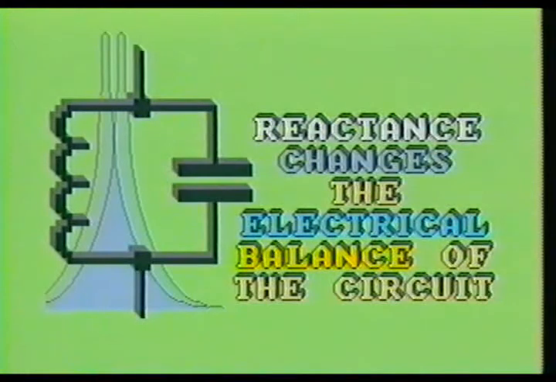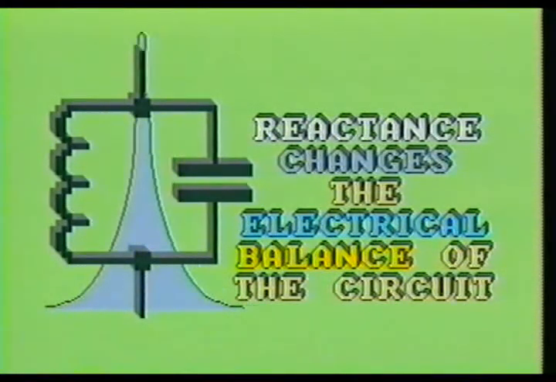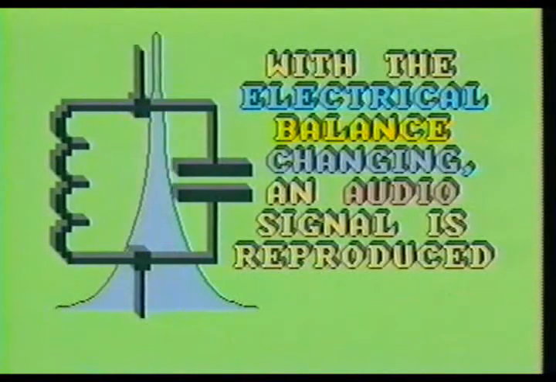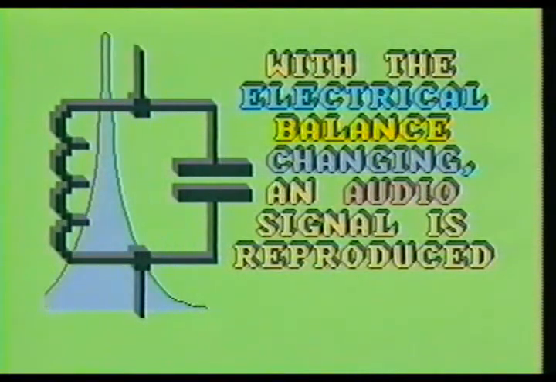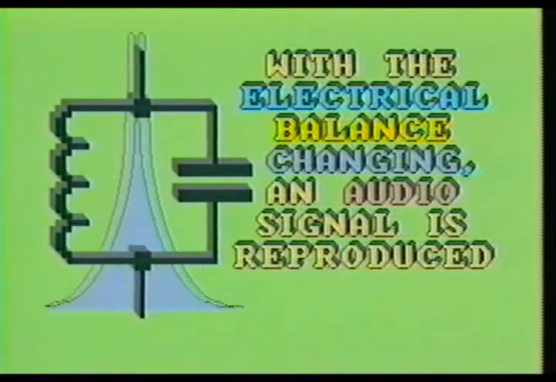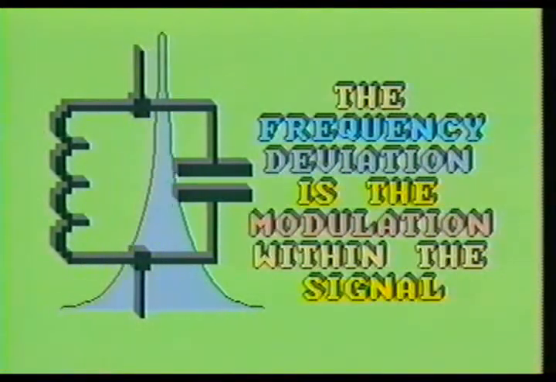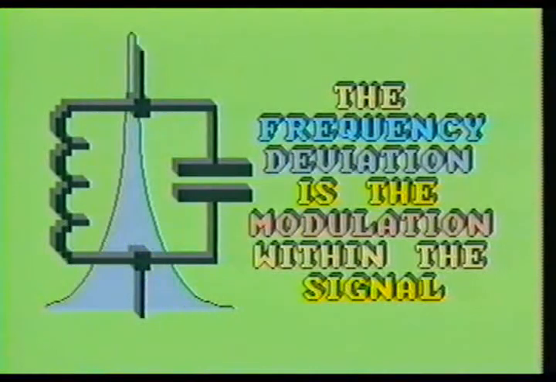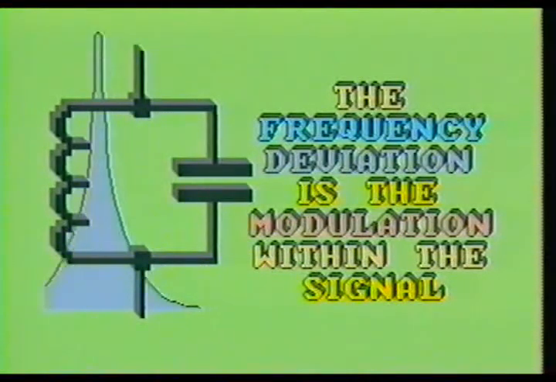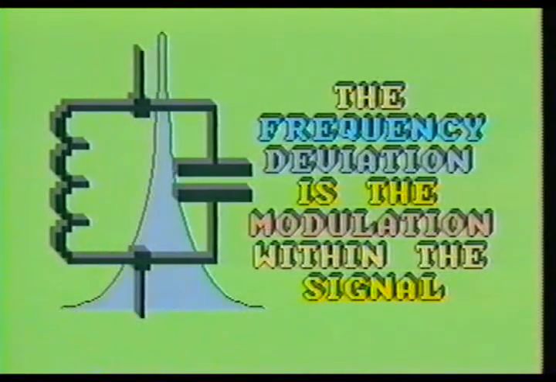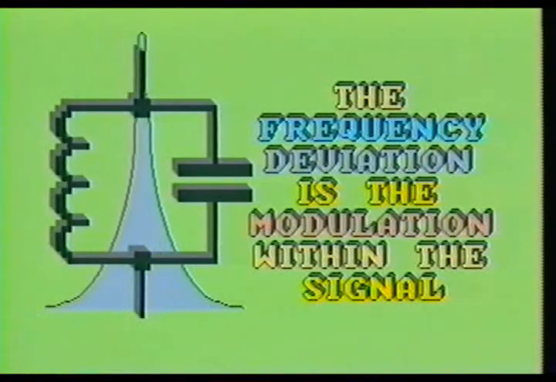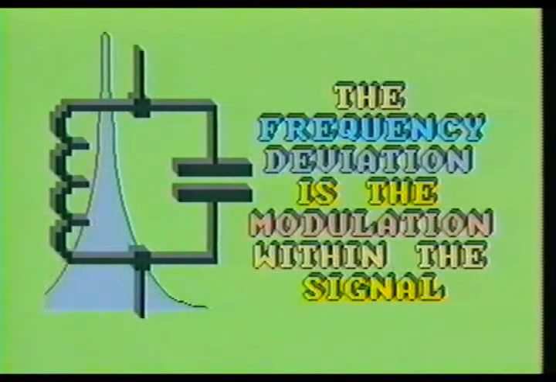When the reactance changes, the electrical balance of the circuit changes. With the electrical balance of the circuit changing, a low-level audio signal is reproduced. All of this happens because the 4.5 MHz signal is changing frequency according to the modulation contained in it. Now let's examine the most popular sound detector circuit used in color television receivers today.